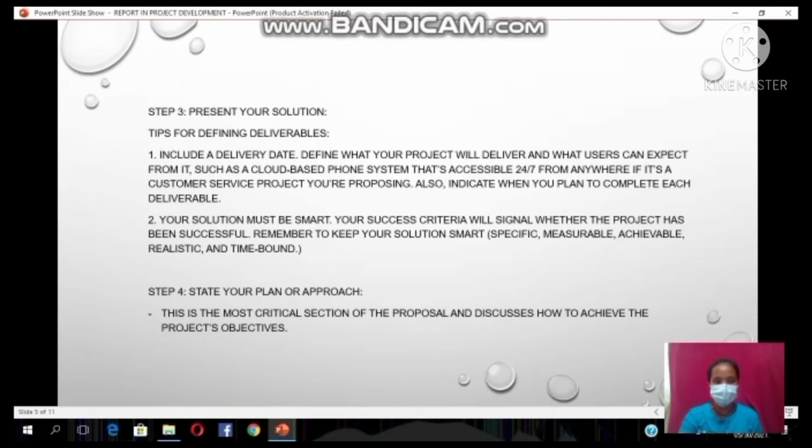Number 2, your solution must be SMART. Your success criteria will signal whether the project has been successful. Remember to keep your solution SMART: specific, measurable, achievable, realistic, and time-bound.